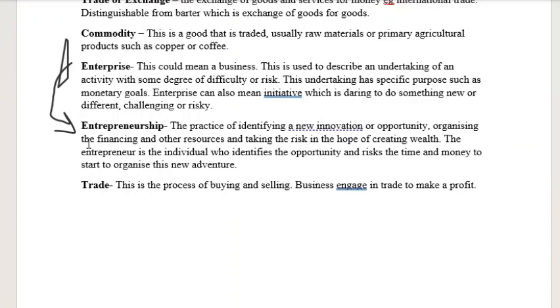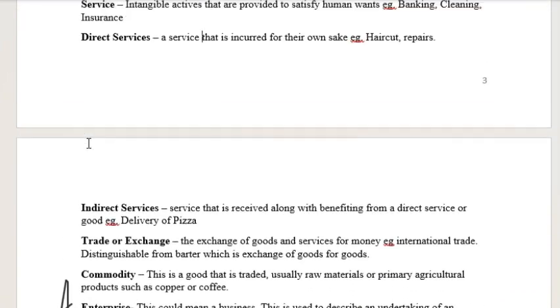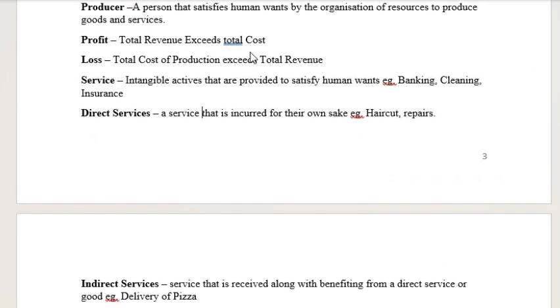So trade, it's a very simplistic definition because this is a process of buying and selling goods. Businesses engage in trade to make a profit. You buy and then you sell a good at a higher price in order to make a profit. That is what goes on substantially in every economy around the world. Trading is very prevalent. So, guys, this is everything for the Study Prep Guide today on this video.